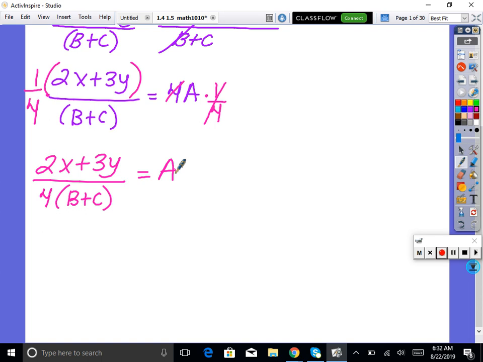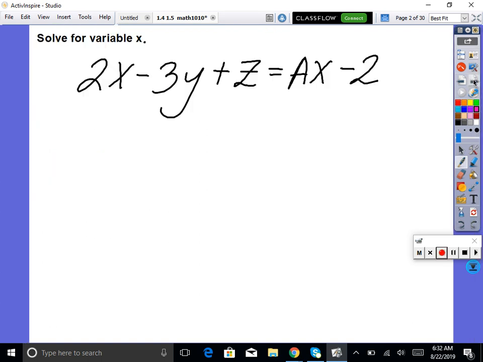A little trick when it comes to getting rid of a times sign. Times by the reciprocal. That's the same thing as division. All right, okay, let's do another one. This is review from last time.